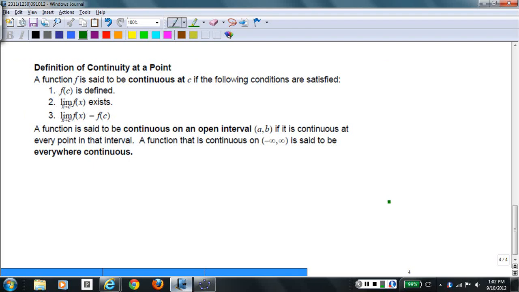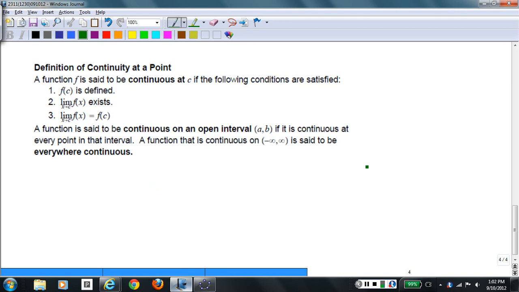The function has to be defined in order for that function to be continuous. If it's undefined, you've got a discontinuity at c. The limit has to exist. If the limit doesn't exist, whether it's a jump or a vertical asymptote or some kind of crazy oscillating thing going on, if the limit fails to exist at c, the function is not continuous at c. If the function is defined and the limit exists, it has to be defined to be the value of that limit. The value of the limit and the value of the function must agree. If they do, then it is continuous.